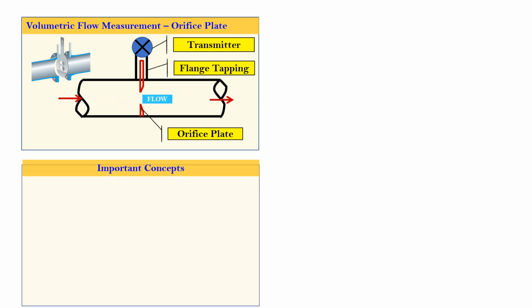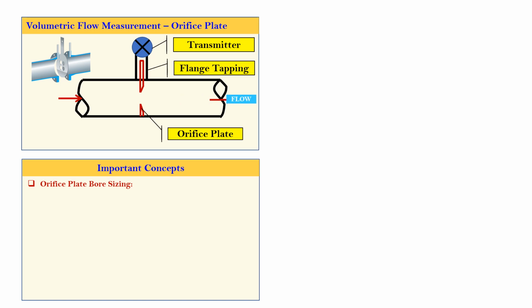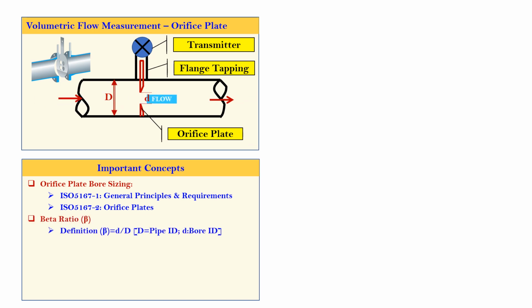Important concept: orifice plate bore sizing. ISO 5167-1 is the general principles and requirements. ISO 5167-2 is for the orifice plate. Beta ratio, a definition: beta ratio is equal to small d by capital D, where capital D is the pipe ID and small d is the bore ID.